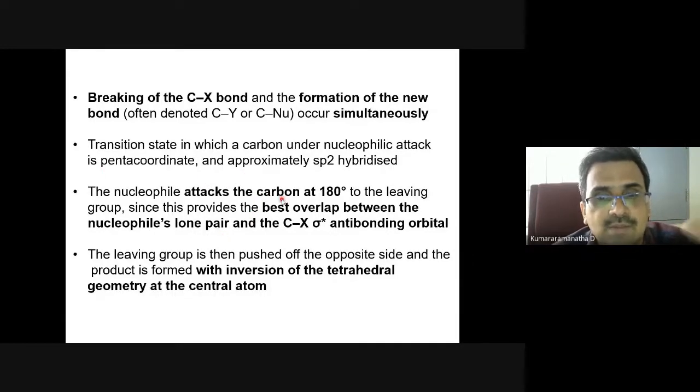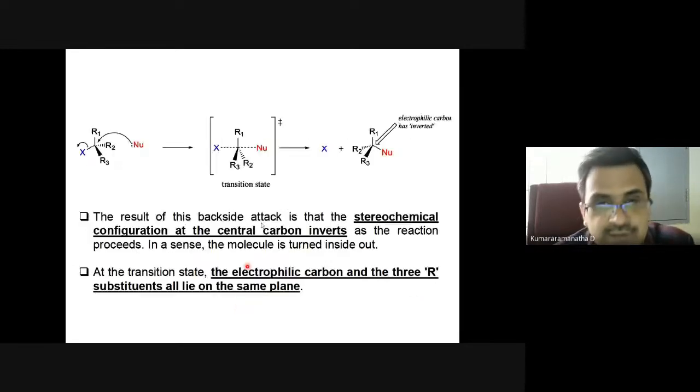So what happens is, in order to get the best overlap with the nucleophile, the leaving group is being pushed out with inversion along with retention of tetrahedral geometry. Okay, so like this, you get a pentacoordinate species and remove the halogen, and you get an inverted configuration. This is a very important aspect which I think many of you might have already learned.